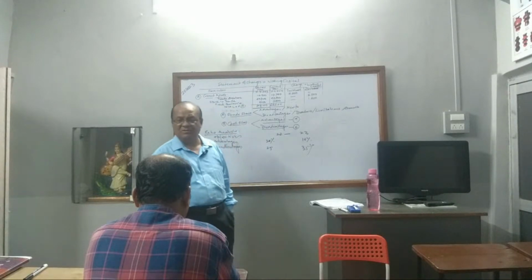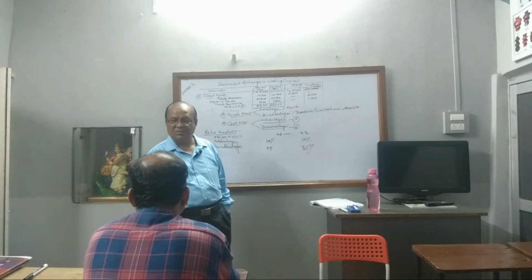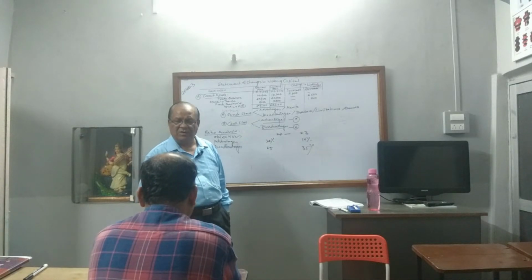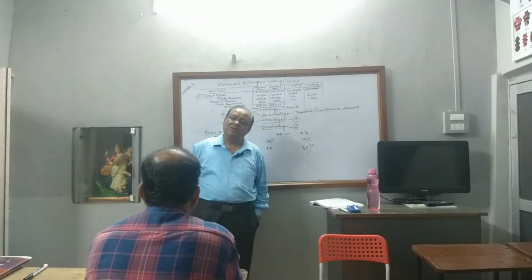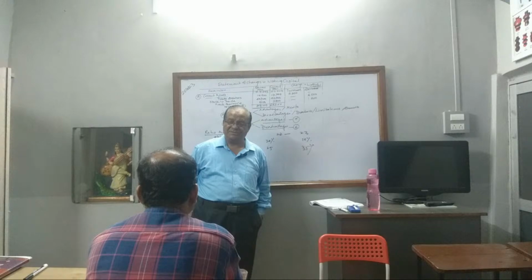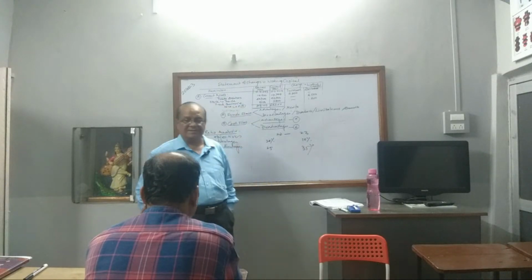Then another is the income statement ratio. Income statement ratios are gross profit ratio, net profit ratio, operating ratio. All these ratios come from the trading and profit and loss account, that is, the income statement. Got it?